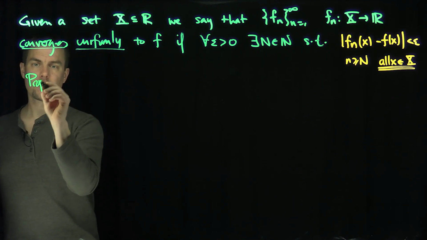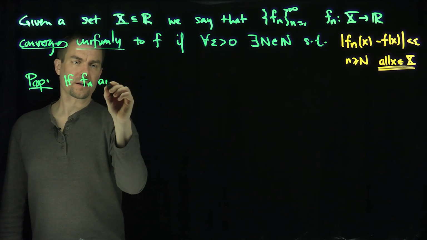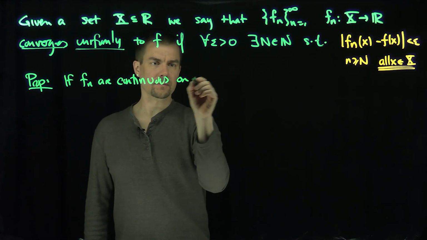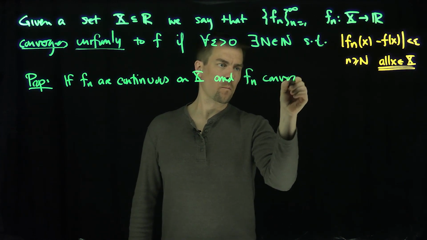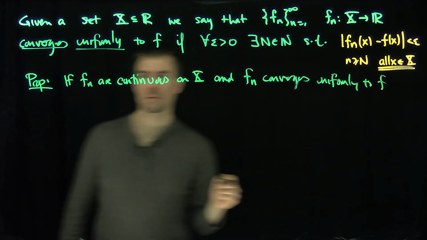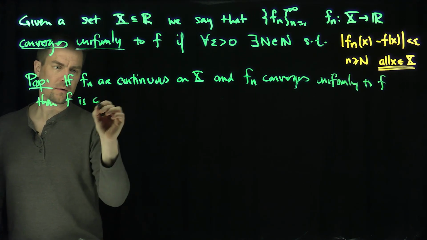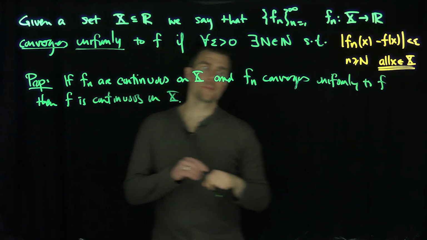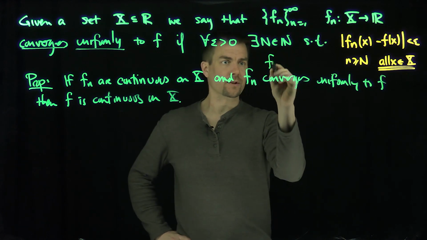Here's a proposition. If Fn are continuous on X and Fn converges uniformly to F, then F is continuous on X. Okay, great. Now, of course, what's happening over here is that I am using the fact that there's a uniform convergence. I'll show a counterexample to this after we do the proof.